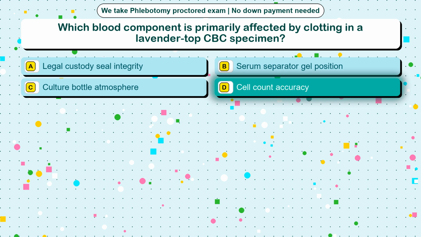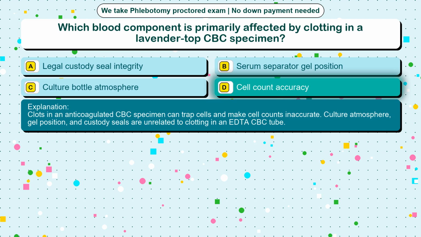The correct answer is option D. Cell count accuracy. Clots in an anticoagulated CBC specimen can trap cells and make cell counts inaccurate. Culture atmosphere, gel position, and custody seals are unrelated to clotting in an EDTA CBC tube.